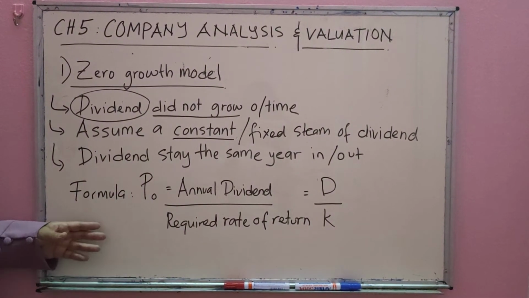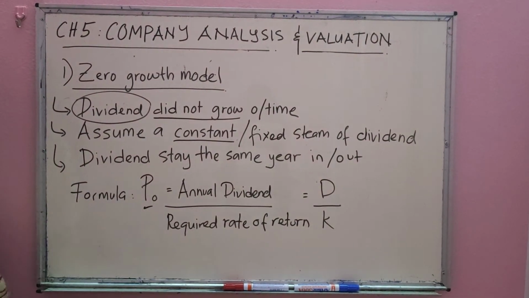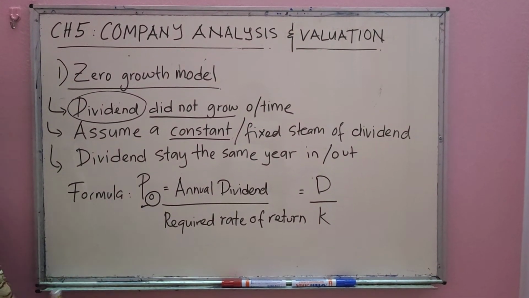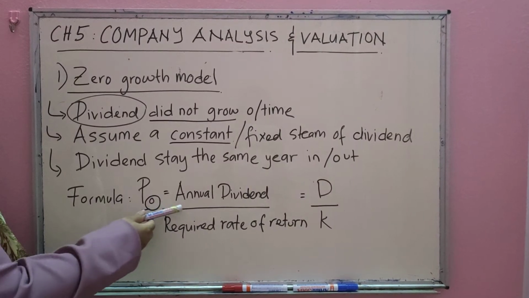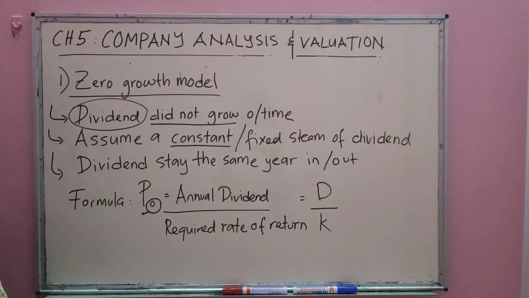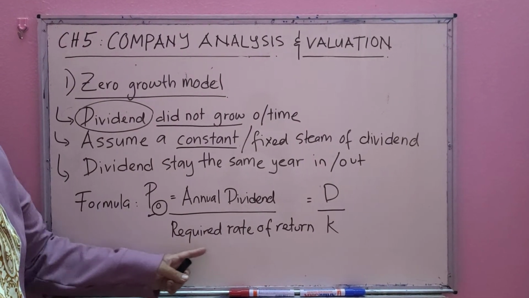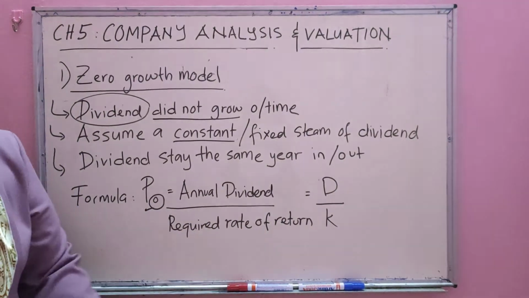Alright, so what will be the formula? We want to know the price of the stock today. P0, zero meaning today, current, equals the annual dividend, represented by capital D, divided by the required rate of return, represented by K.